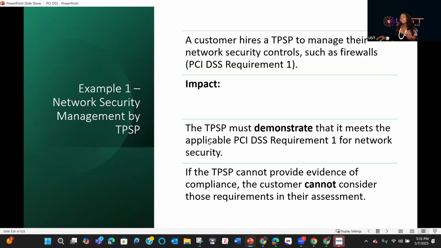The customer needs to hire a third-party service provider that will manage their network security controls, such as firewall, in relation to requirement 1, as we have discussed. But what's the impact? This third party must also demonstrate that it meets the applicable PCI DSS requirement 1 for network security. If the third-party service provider cannot provide evidence of compliance, the customer cannot consider those requirements in their assessment as well.